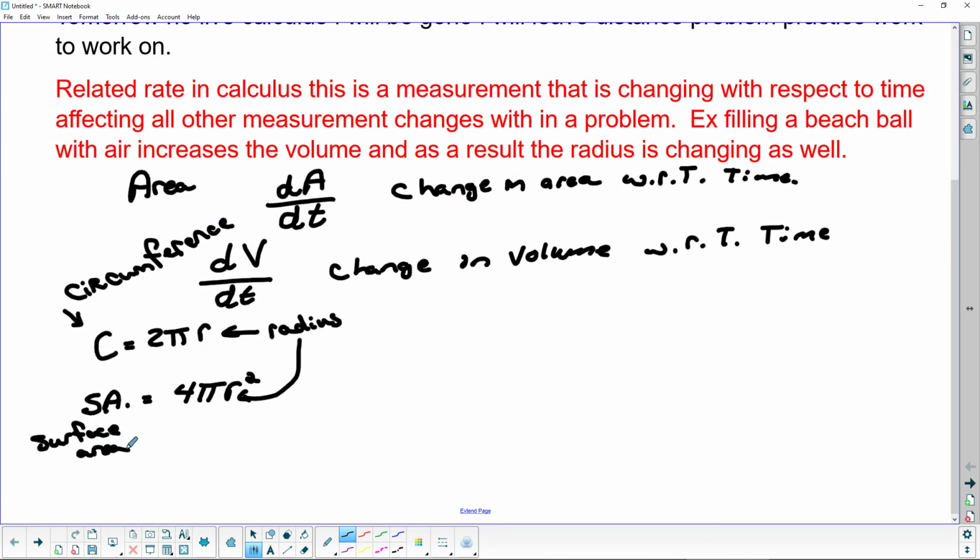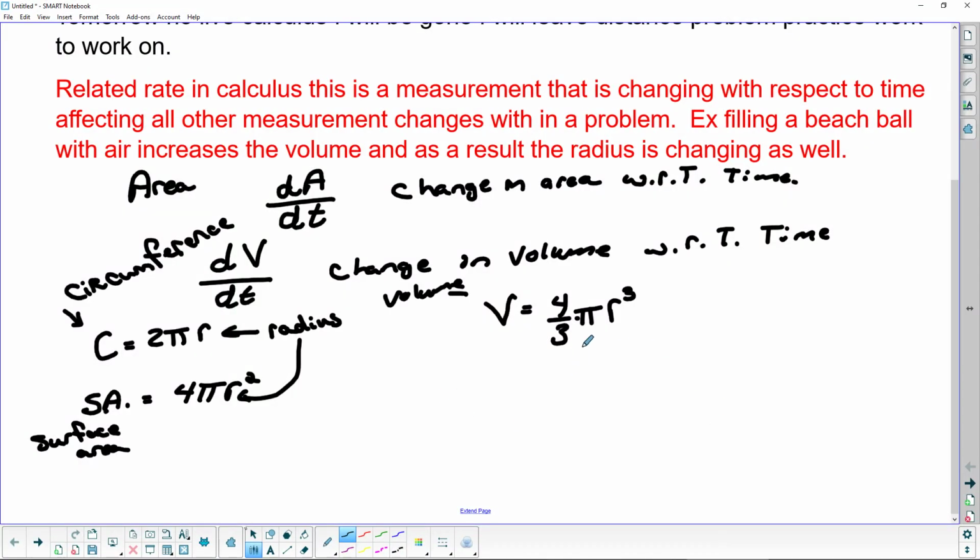Okay, and then you also have volumes of spheres. The volume of a sphere is 4/3 pi r cubed. Okay, this is volume. And this is, again, radius.